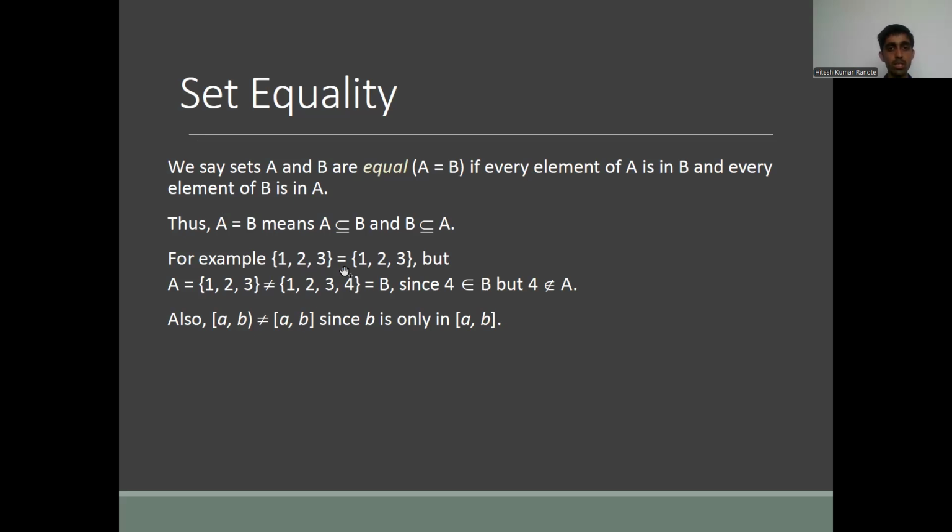Example: {1, 2, 3} equals {1, 2, 3}, but set A equal to {1, 2, 3} is not equal to B equal to {1, 2, 3, 4}, since 4 belongs to B, but 4 does not belong to A. So this example is not equal sets. Also, the semi-closed interval [a, b) is not equal to the closed interval [a, b], since b is only in [a, b].